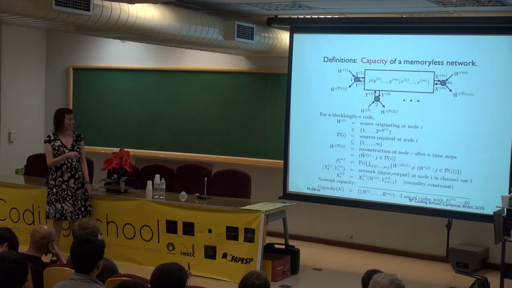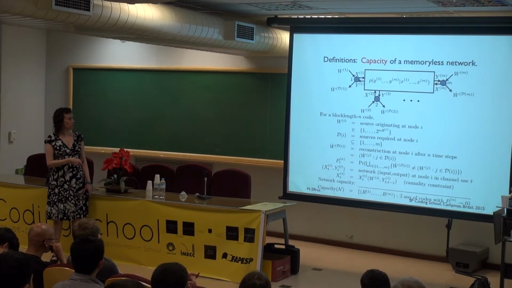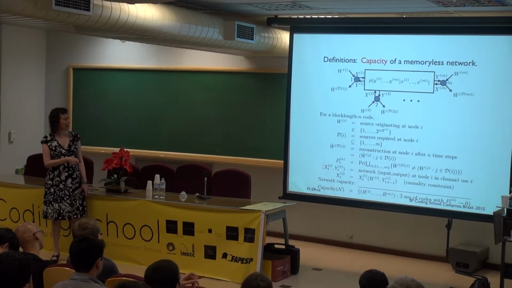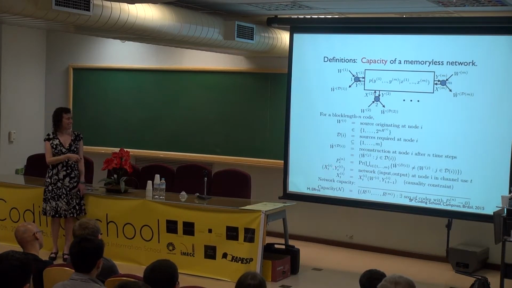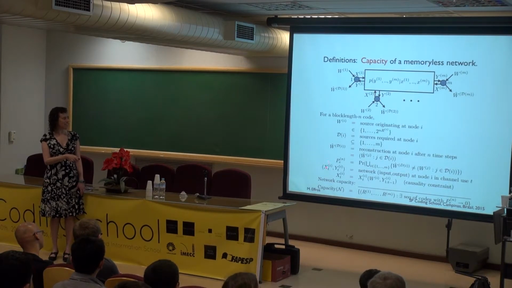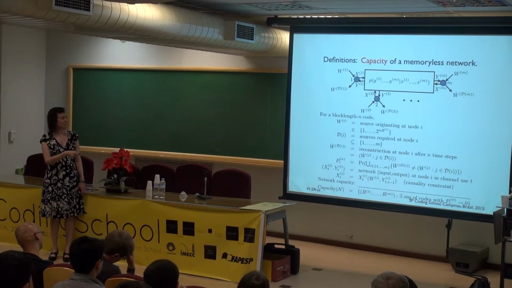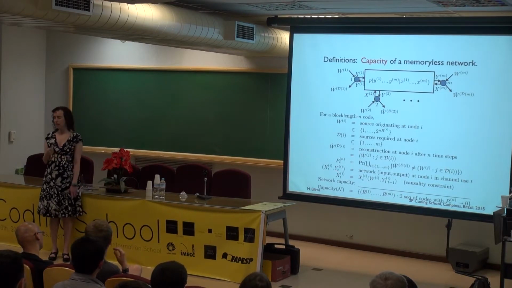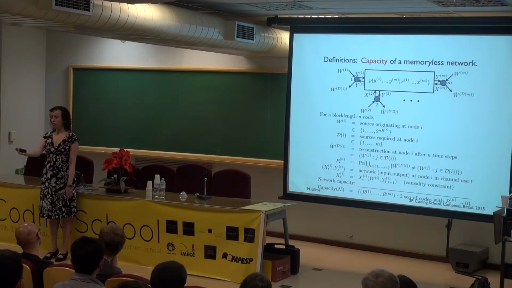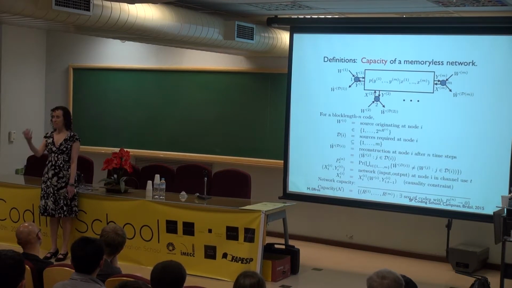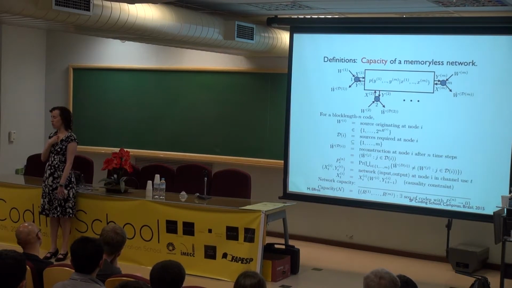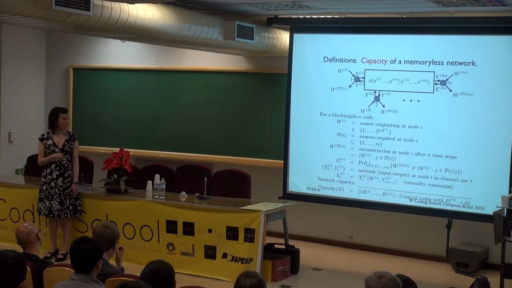So at each time step, every node has a transmission. So the transmission from node I, at time t, is x sub t super I. So I is the node transmitting, t is the time. And likewise, he receives from the network y sub t of I. So x sub t of I is what I transmit if I'm node I. y sub t of I is what I receive if I'm node I. This is both at time step t.